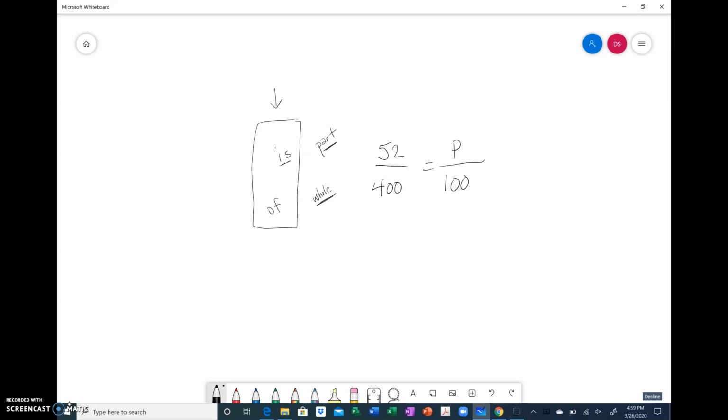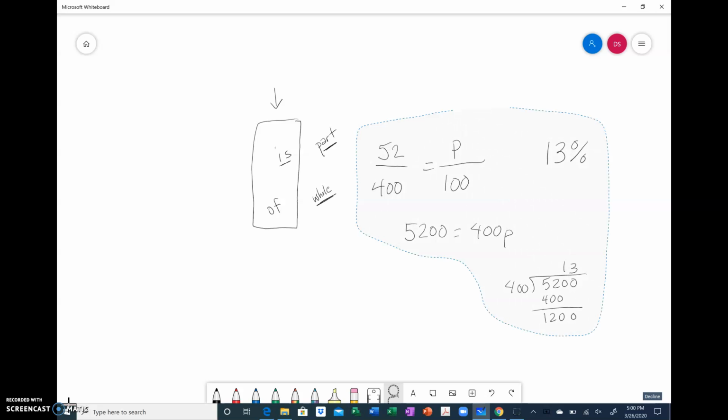Okay. Cross multiply, 5200 equals 400p. Divide 5200 by 400. 400 will go into 520 once. That leaves 1200, and 400 will go into 1200 3 times. So it is 13%. I have to write down the percent. All right, that is number 3.